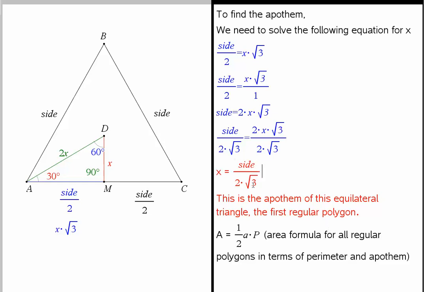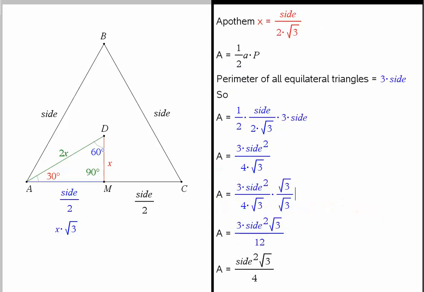All right, now, I know the formula for the area of a regular polygon, including equilateral triangles, is 1/2 the apothem times the perimeter. Okay, the perimeter for an equilateral triangle is pretty easy. The perimeter is 3 times the side length. And really, from this point on, it's an exercise in algebra. Okay, so we multiply 1/2 times side over 2 root 3 times 3 times the side. You simplify the numerator, you get 3 side squared. You simplify the denominator, you get 4 root 3.